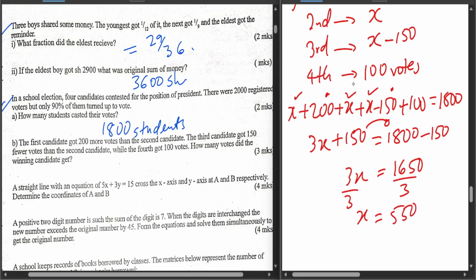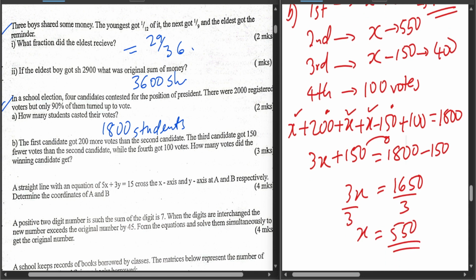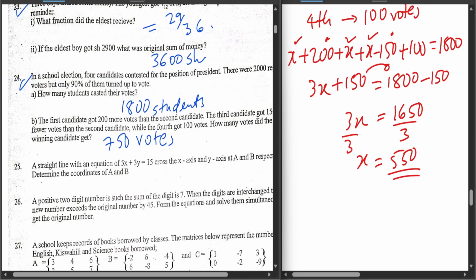So let's say the second person got 550 votes. The first person got 200 more votes, so it's going to get 550 plus 200, which is 750. The third one got 550 minus 150, which is 400. So obviously the one who got 750 is the winning candidate. So 750 votes.